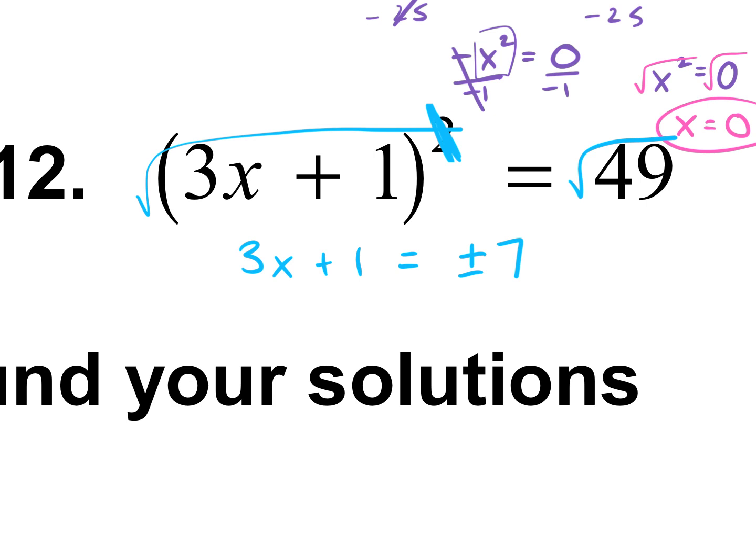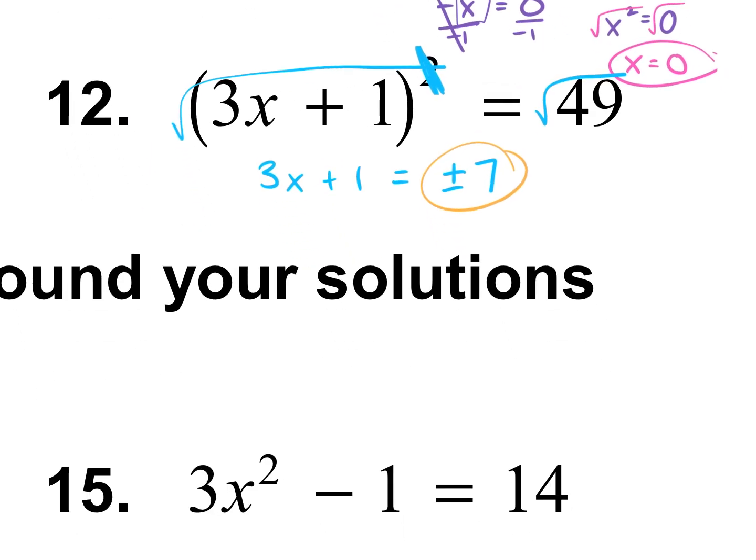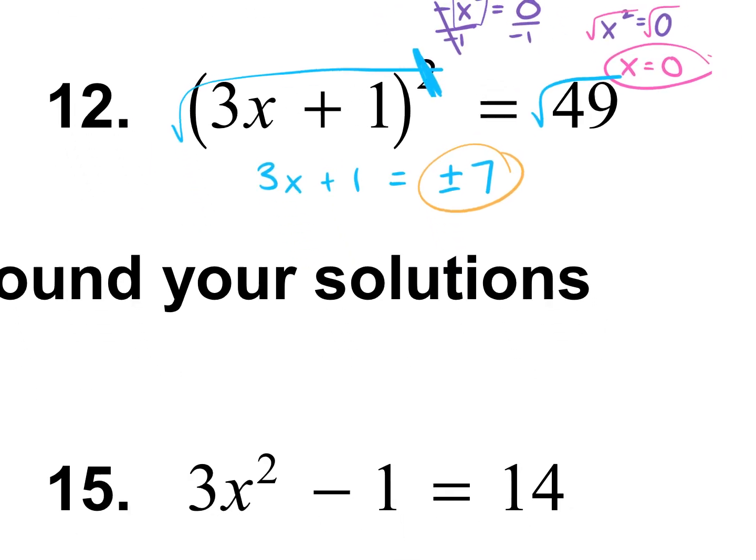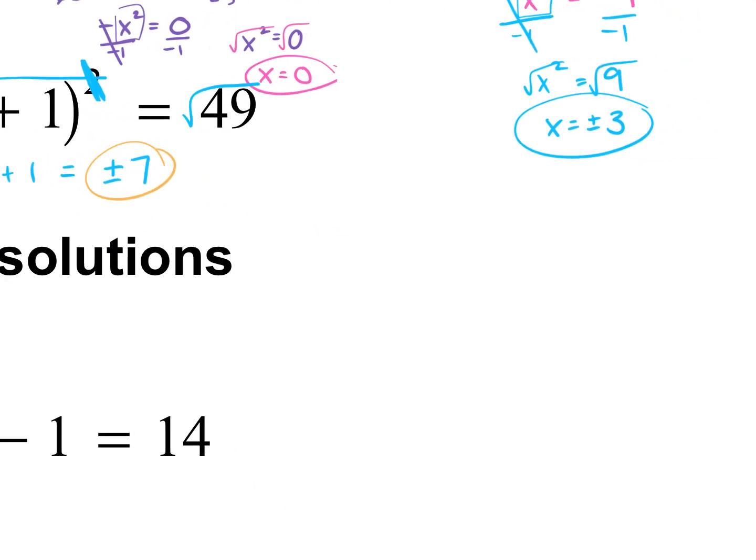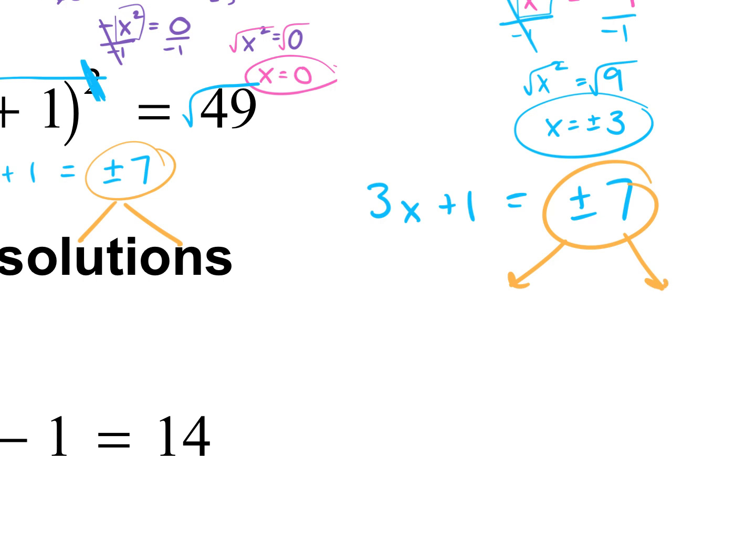Now here, we can solve it more, but it's equal to two different things, so we've got to split it up into two equations. I'm going to do this on the side over here so we have more room. Let me rewrite it. We have 3x plus 1 is equal to plus or minus 7. So we're going to split up the positive or negative 7. So we have 3x plus 1 is equal to positive 7, and 3x plus 1 is equal to negative 7.